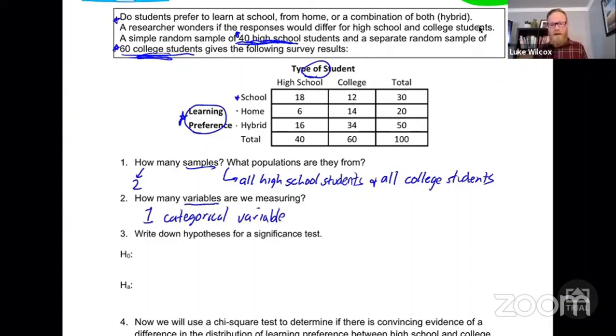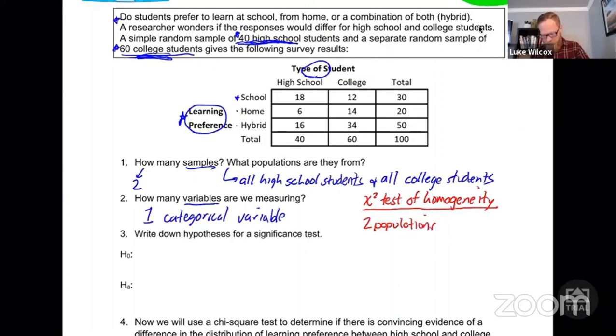So we now have the biggest distinction between what we talked about yesterday in the chi-square goodness of fit and what we're going to talk about today, which is the chi-squared test of homogeneity. And I'm going to just make note of this right now. For a chi-squared test of homogeneity, which is what we're dealing with here, you have two populations.